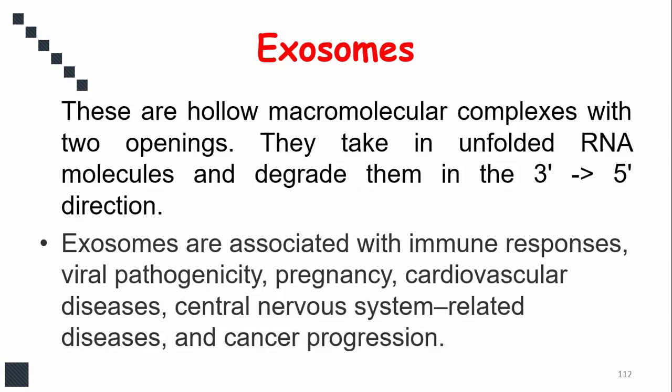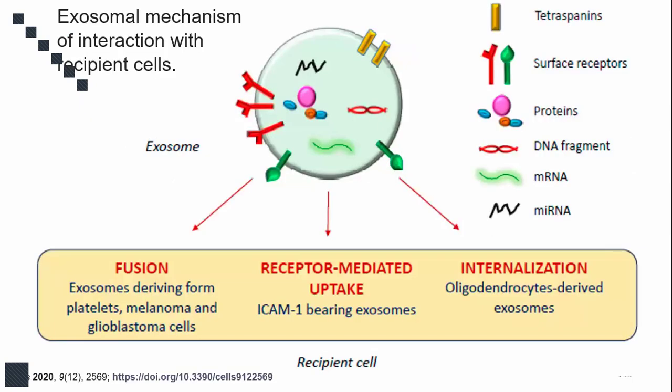The other one is what is called exosomes. Exosomes are large hollow macromolecular complexes that take up unfolded messenger RNA and degrade them in the 3 to 5 prime direction. They are also important because they are associated with immune responses, viral pathogenicity, pregnancy, cardiovascular diseases, and so many other things. So this is a typical scenario of an exosome.